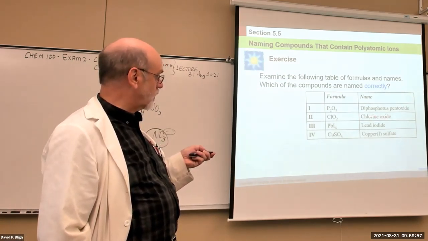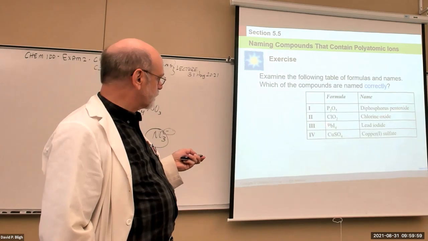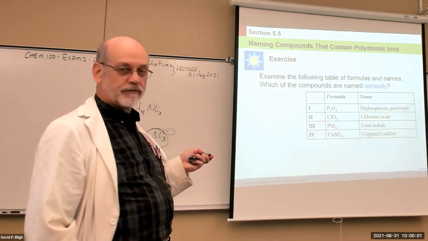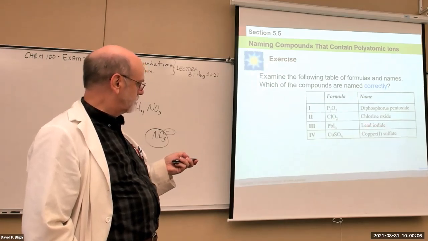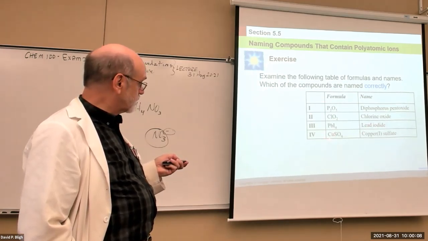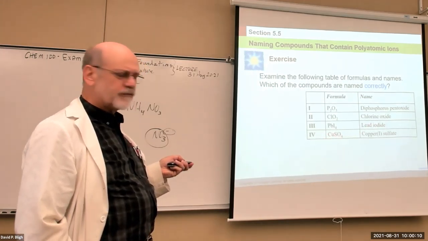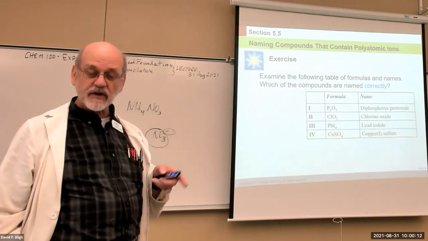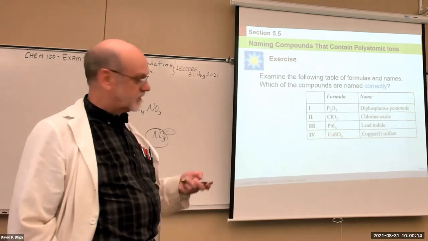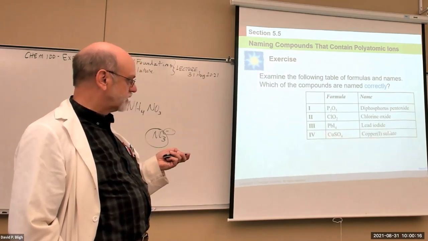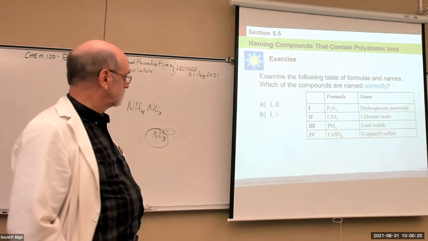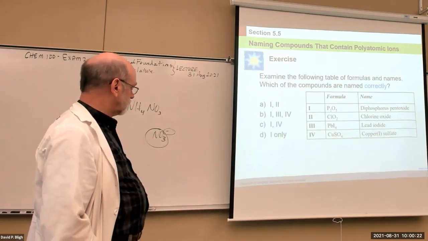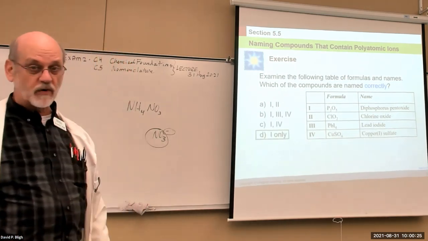So that one's wrong. This one should be lead-4-iodide. That one's wrong. This one is, sulfate is 2-, so the copper has to be 2+. So this should be copper-2-sulfate. So the only correct one is the first one. The rest of them are wrong.